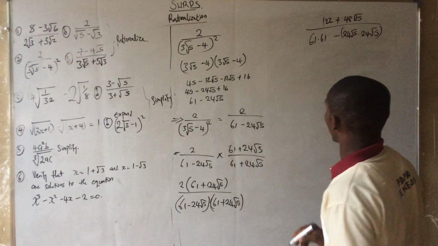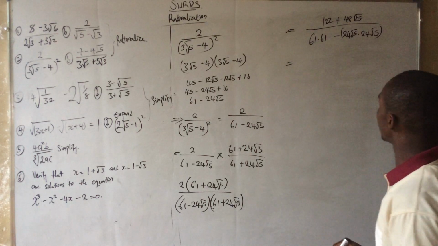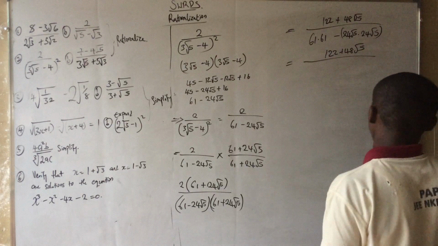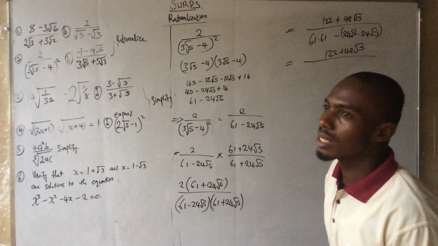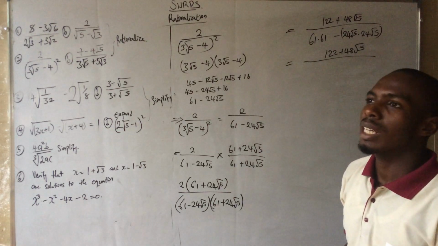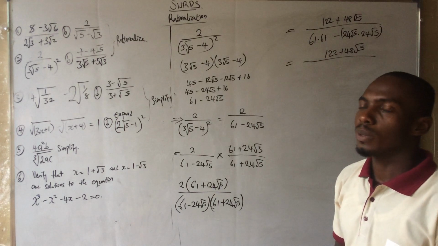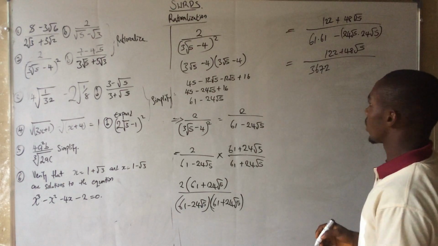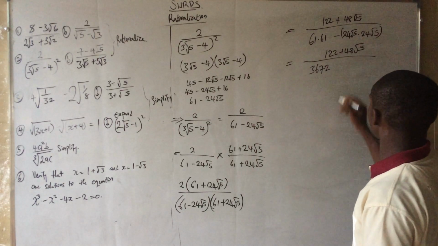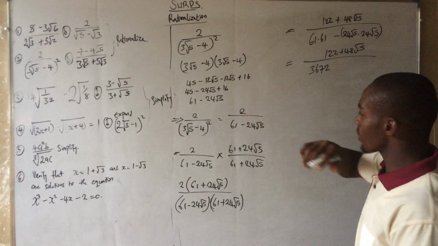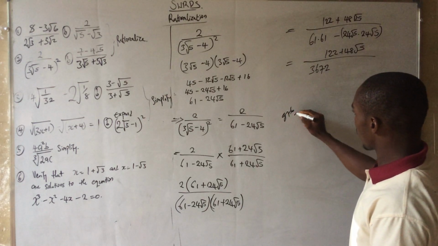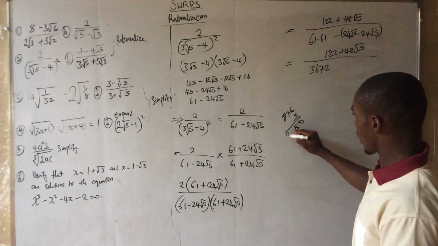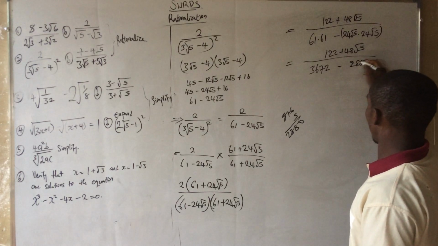So now furthermore we still say this is 122 plus 48 root 5 over 61 times 61. 60 times 60 is 3600, 61 times 61 is 3721. Now 24 times 24 is what? 576. 576 times 5 is 2880.